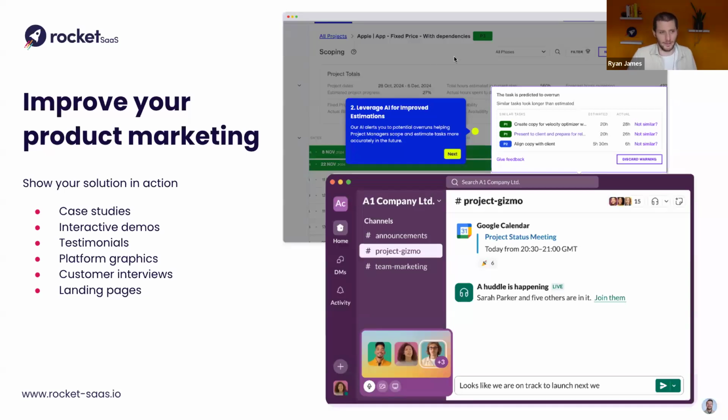And the screenshot above here is an interactive demo from Storylane. So some of you will be familiar with that. You can literally have a demo that people can scroll through, kind of like a PowerPoint on the website. Just help people play with the product.